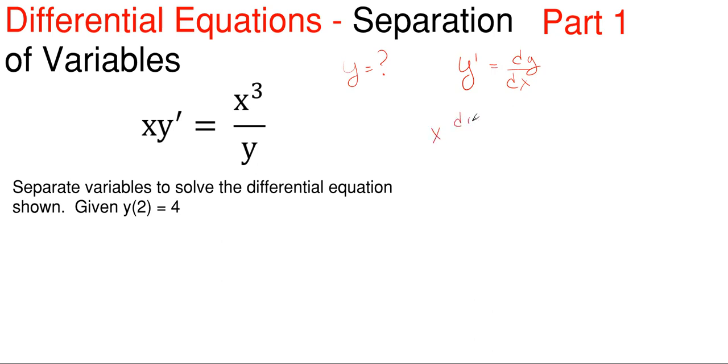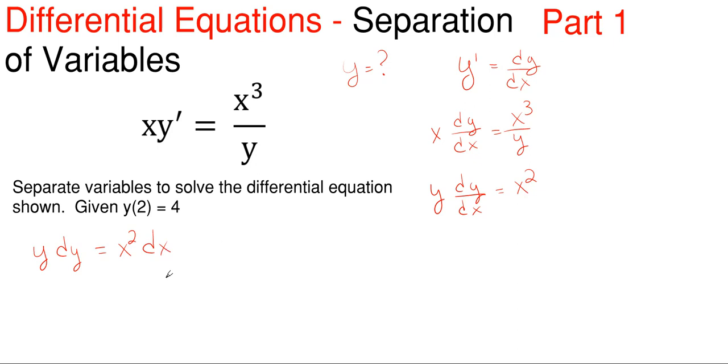So we have dy dx is equal to x cubed over y. What I'm going to do here is take all my y's to the left side, all my x's to the right side. In doing so, we take y over here. So we have y dy dx is equal to, well, x cubed divided by x gives me x squared. Now I can separate out my dy and dx's. So we end up with y dy is equal to x squared dx.